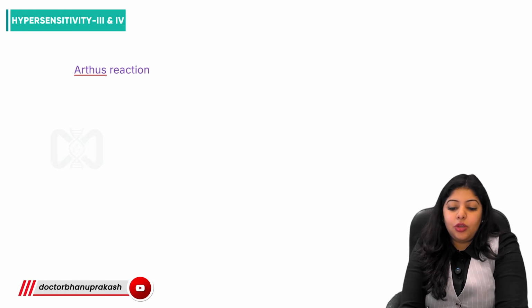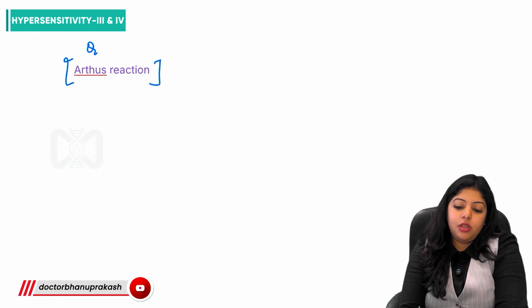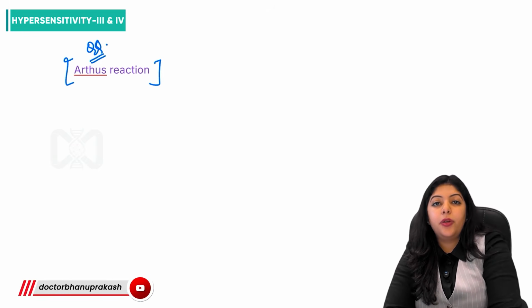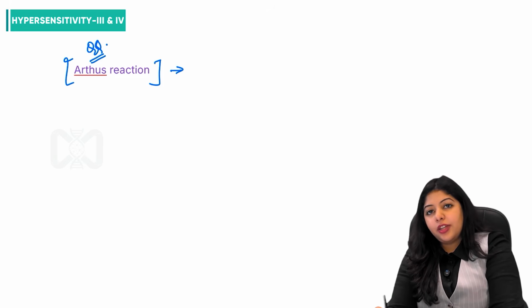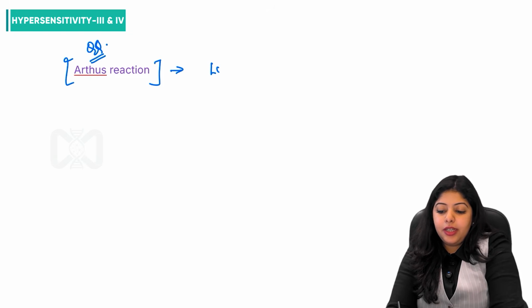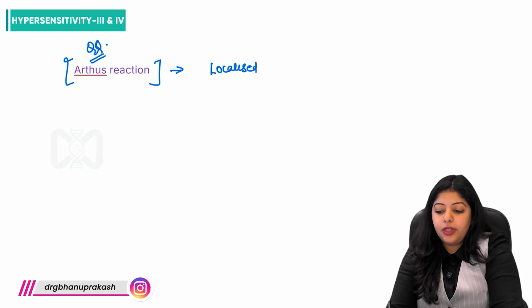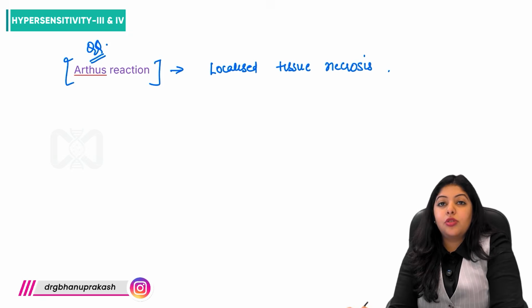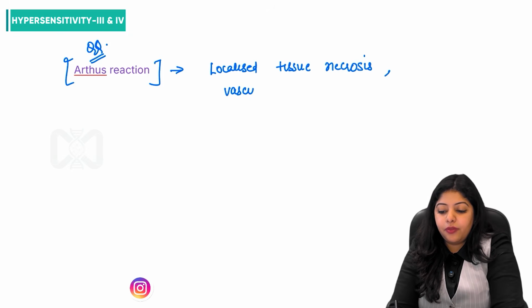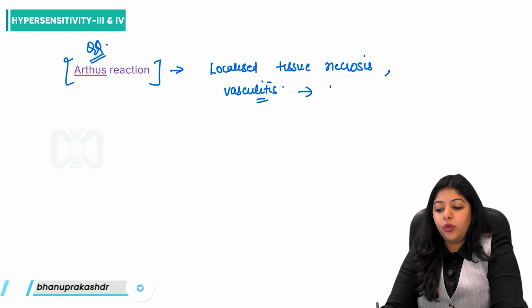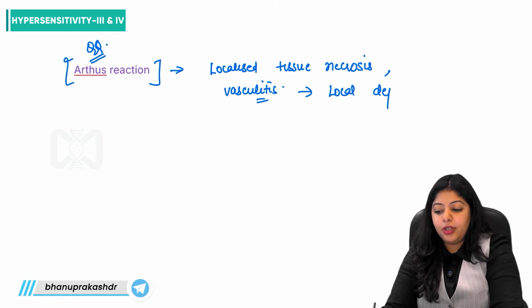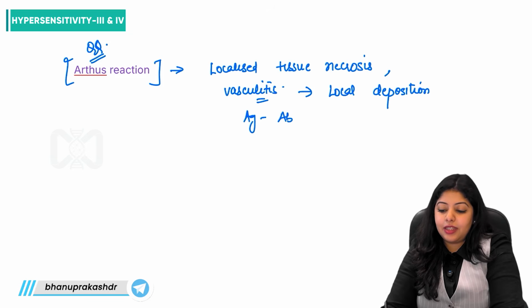So what is this localized immune response in type 3 hypersensitivity called? It is the Arthus reaction. So Arthus reaction is nothing but a localized tissue necrosis which occurs because of vasculitis, because of local deposition of antigen antibody complexes, right?